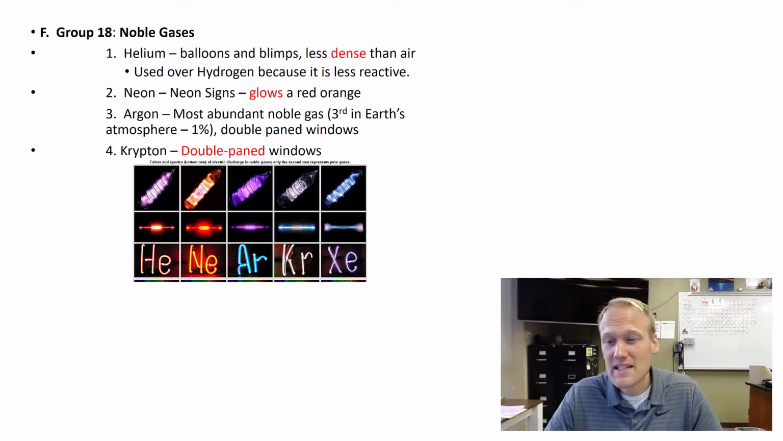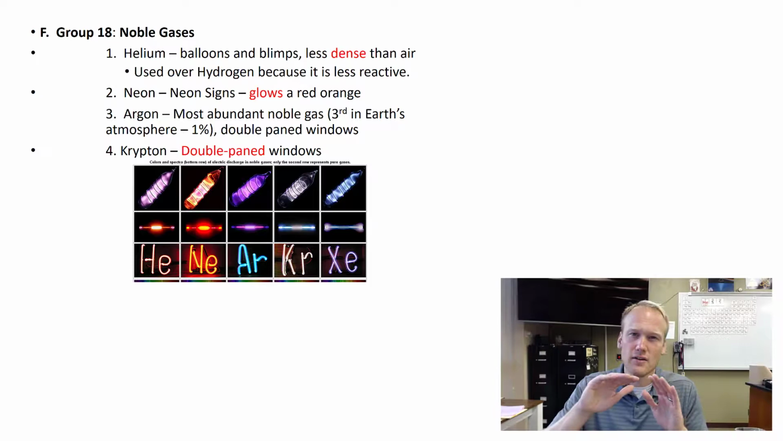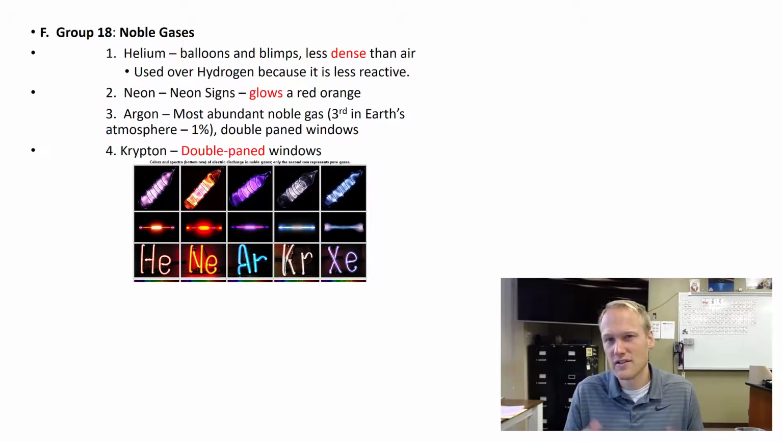We also use neon, argon, and krypton. A lot of these are in the neon signs that you see in store windows. Most of them emit a different color from the photoelectric effect, so we can mix them in different ratios and get different colors for those different neon signs. We call them neon signs because neon was the first gas we used in them.